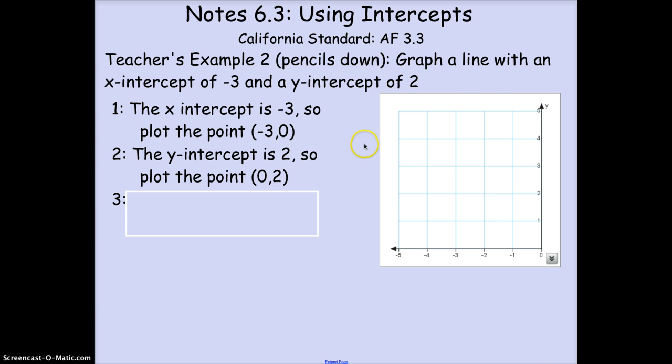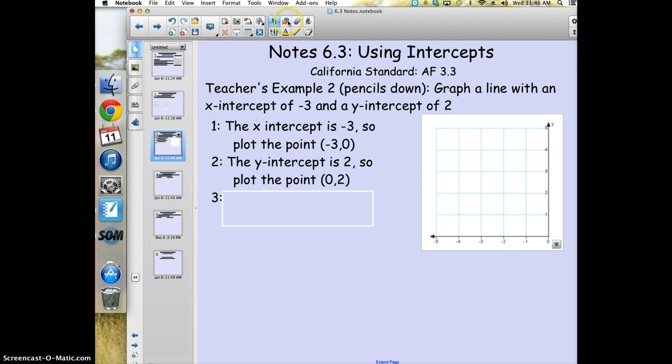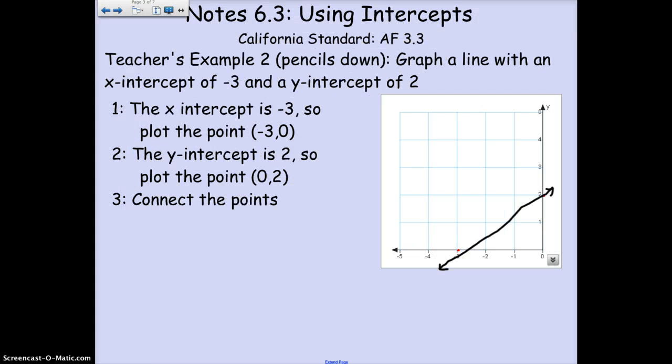Okay, and let's go ahead and plot those real quick right now. The x-intercept is -3. Okay, there we go. I've got my line on there. Unfortunately, it's not a very straight line. But you plot your points and then finally connect the points with a line. Okay, so that's just taking it one step farther.